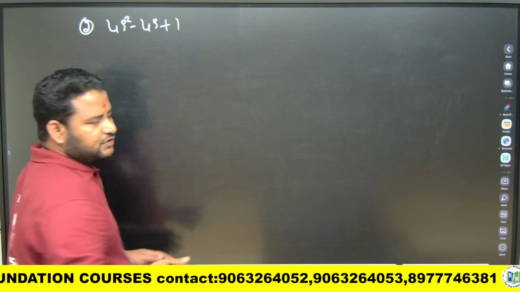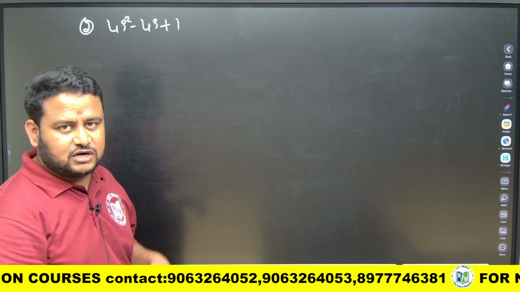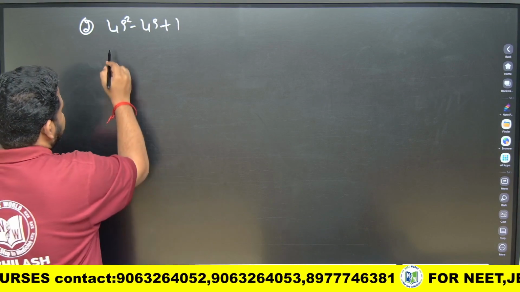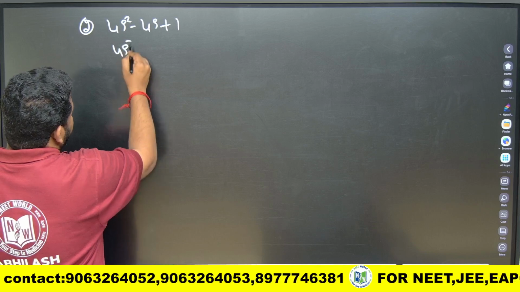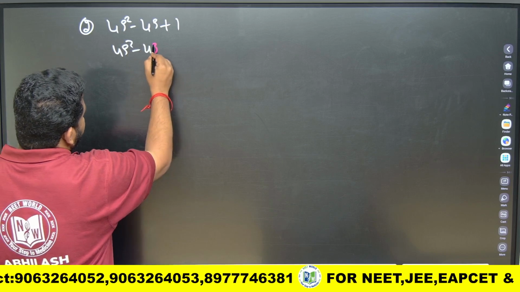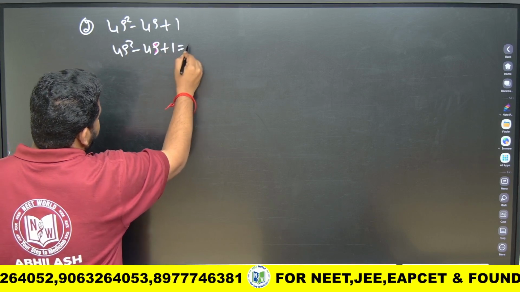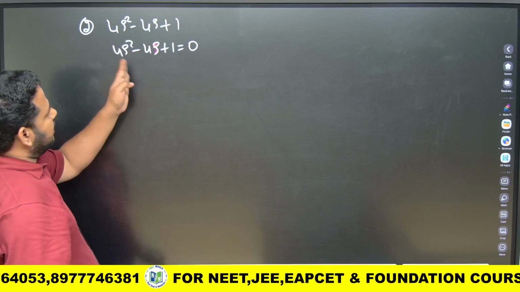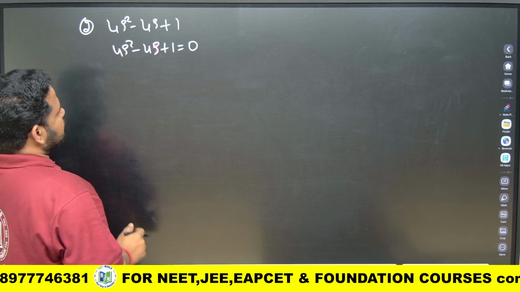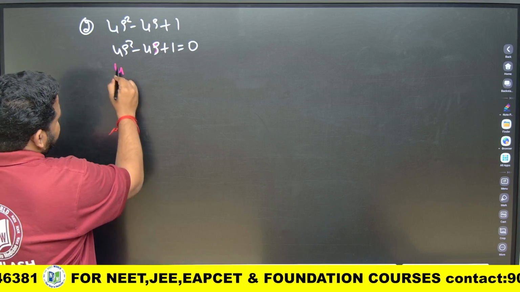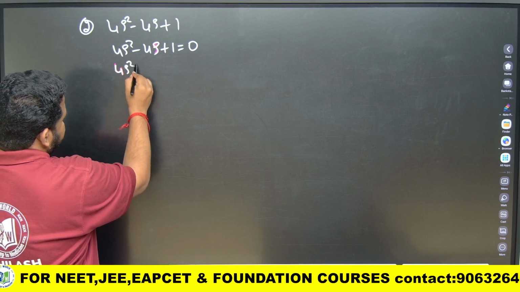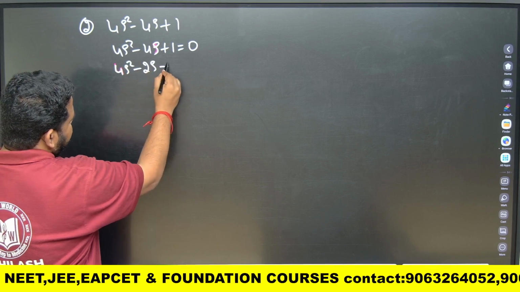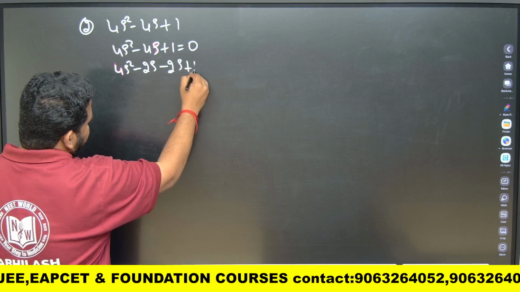So first I have to find the zeros. So let me use the splitting the middle term. To find that using splitting the middle term, I should equate it to 0. 4s square minus 4s plus 1 is equal to 0. So here I am getting the product as 4 into 1, that is 4, and the sum as minus 4. So I should take the factors as 4s square minus 2s minus 2s plus 1. This is what I can take.